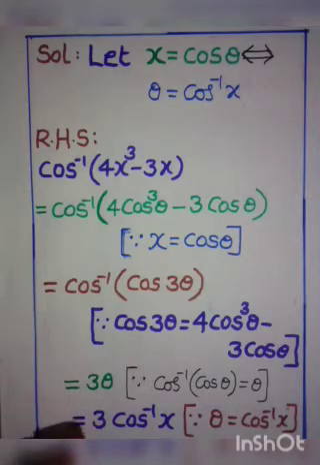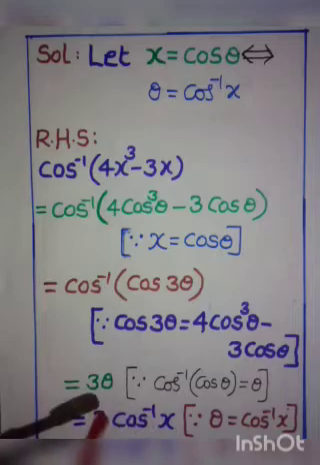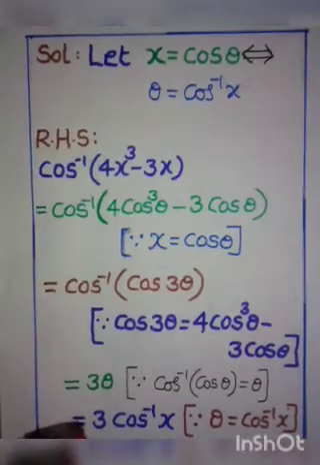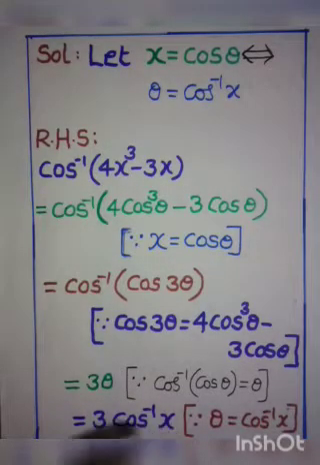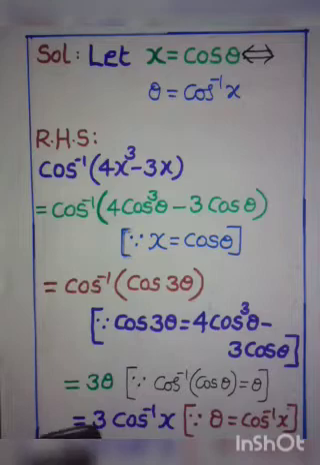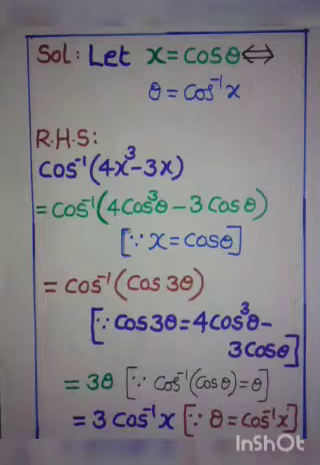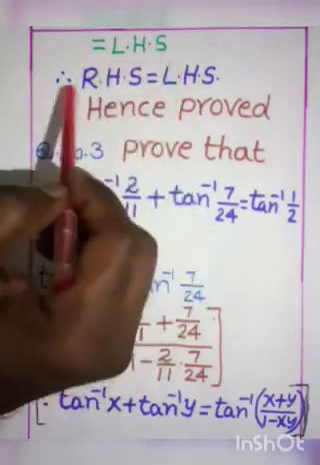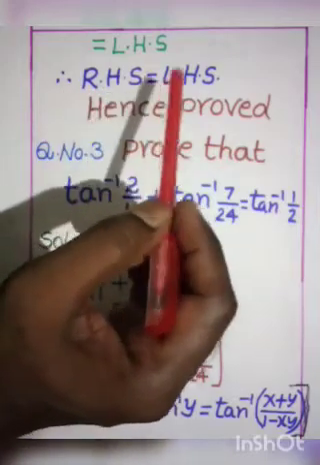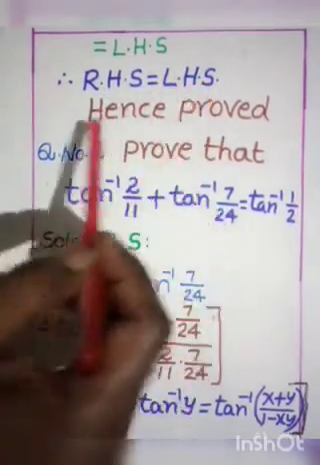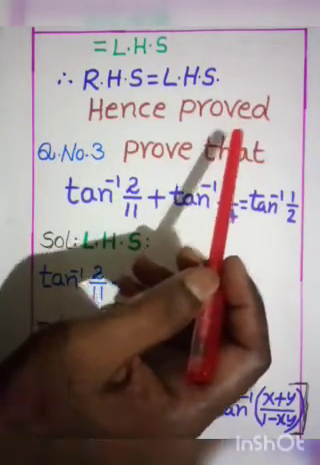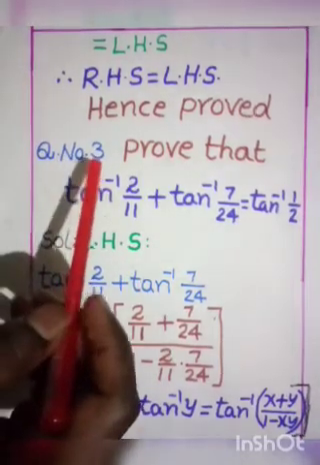Right. That is equal to 3 cos inverse x, because theta is equal to cos inverse x, as we assumed in the first step itself. That is equal to 3 cos inverse x. This is nothing but the LHS of the given equation. Understood, my children? Right. That is equal to LHS. Therefore, RHS is equal to LHS. Hence, the given statement is proved. Understood, my dear children? Right. Now come to question number 3.